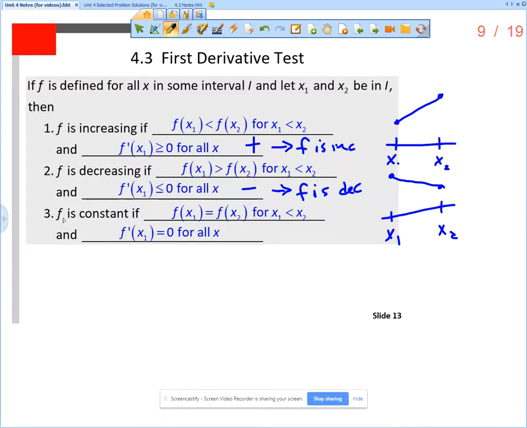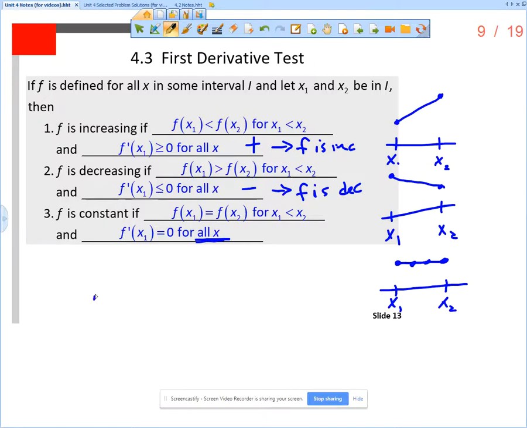All right, now f is constant if f of x1 is equal to f of x2 for x1 less than x2. So now as I go from left to right, then we can say that all of the y values should be the same, right? Or in other words, we can say that f prime of x is equal to 0 for all x, not just at one particular moment.